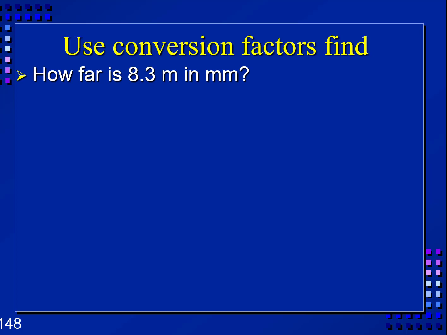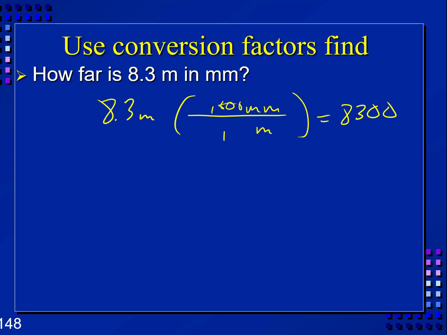Okay. So you set up your conversion factors for that. First one, you wanted to get rid of meters and change it to millimeters. So you should have had 8.3 meters. Get rid of meters, change to millimeters. 1 meter is 1,000 millimeters, 8,300. So, tonight, I want you to show your work.